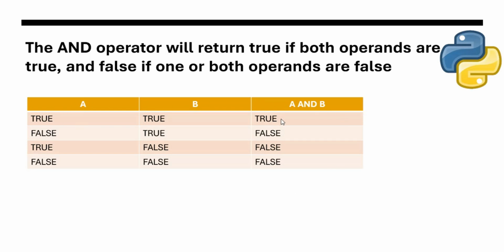If we look at this table, it generates a true value only if both are true, as I explained earlier. The operator will be true if both operands are true. This is the case where A is true and B is true, then both operands are true, then it produces true. Otherwise, it must produce false. Like this.